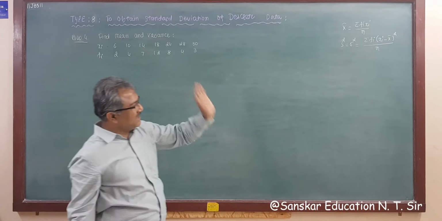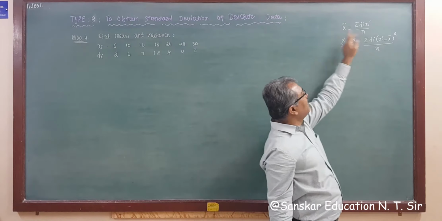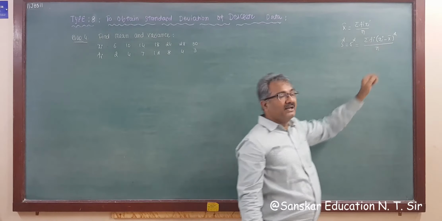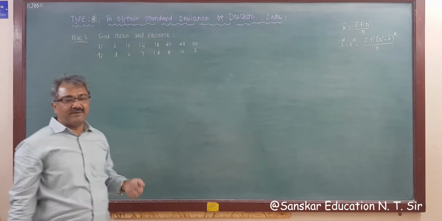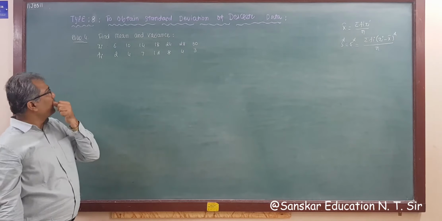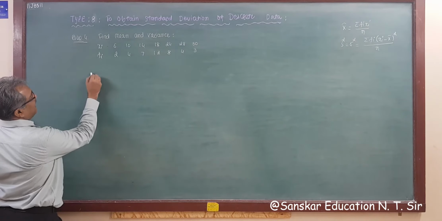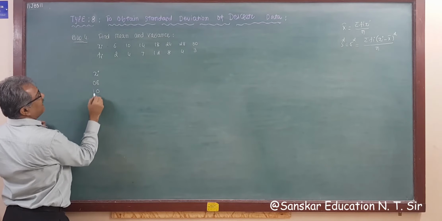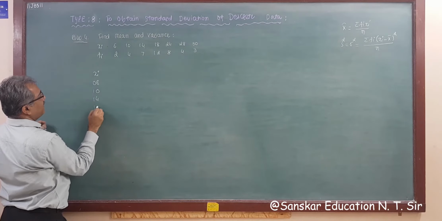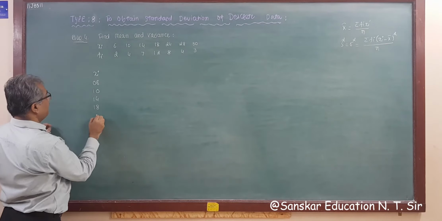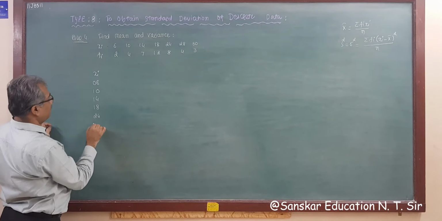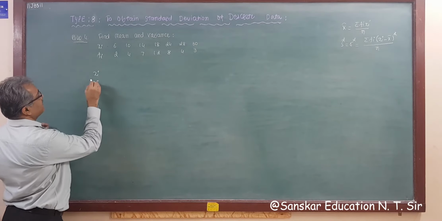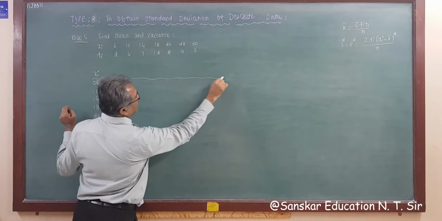So according to this, what we require first is x bar. The formula for x bar is this, so we have to find sigma fi xi. The given observations xi are 6, 10, 14, 18, 24, 28 and 30. These are the observations, so I am making a table.